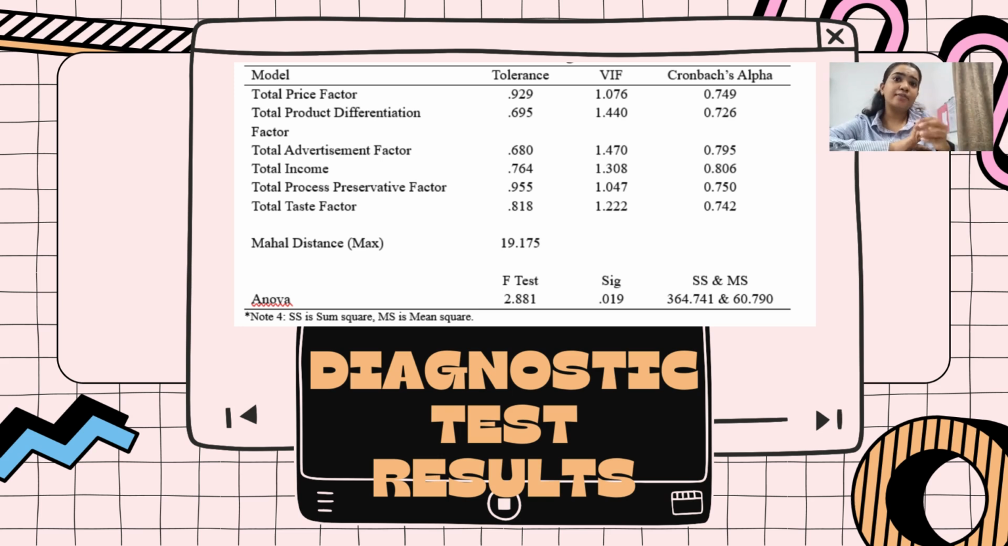The Cronbach alpha value shown in the table for all independent variables except income is above 0.7, and for income it is 0.806. Values of 0.7 are acceptable and 0.8 are preferable, showing very good internal consistency reliability for the scale.